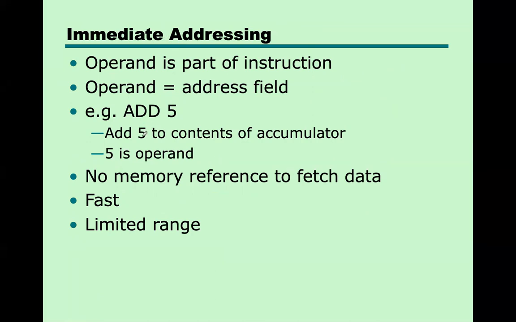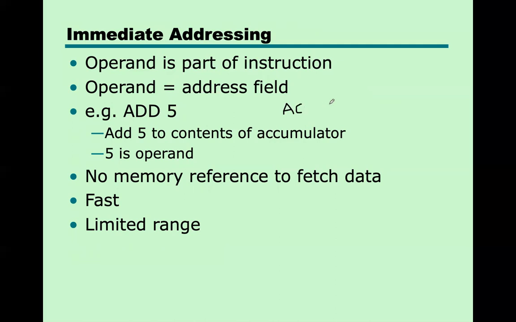Okay, this 5 will be added to the accumulator. Why will it be added to the accumulator? Because the accumulator is a default register. If you want to add anything, it will add directly to the accumulator. The accumulator is always denoted with AC.